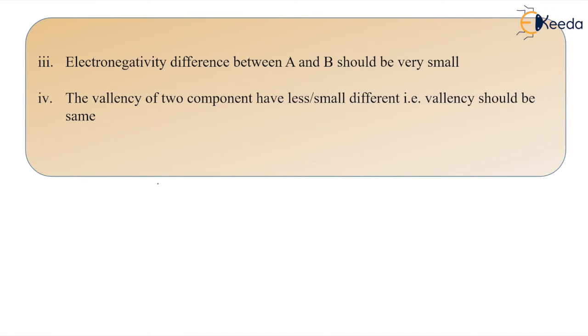Now, the third rule is the electronegativity difference. This electronegativity difference should be very small. What will happen if this difference is very huge? Whenever there is a huge electronegativity difference, there are chances of compound formation. For example, sodium and chlorine have a very huge electronegativity difference, and they form the compound NaCl, isn't it? So the electronegativity difference should be very small.